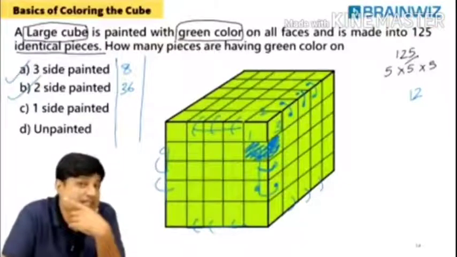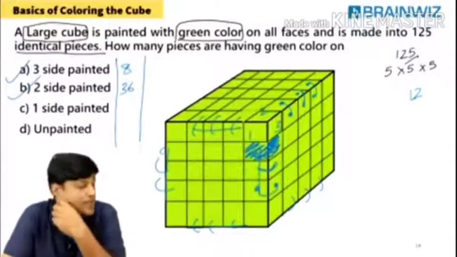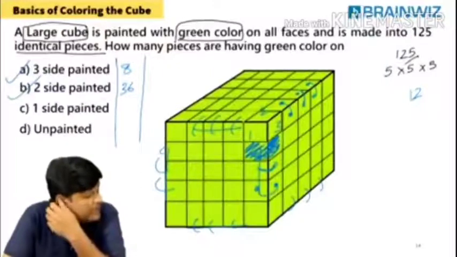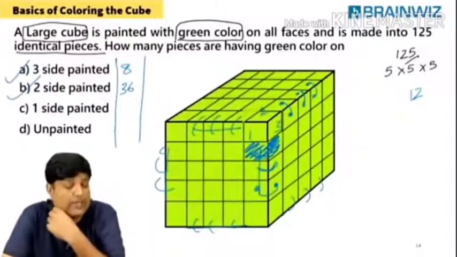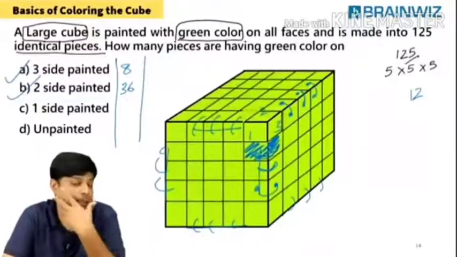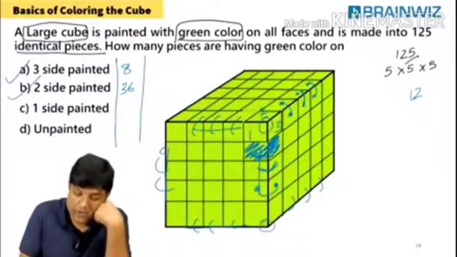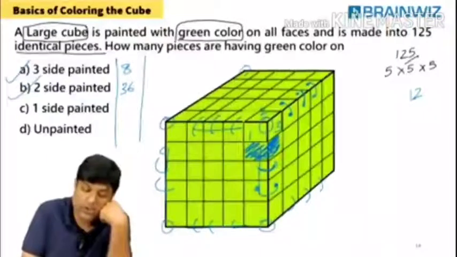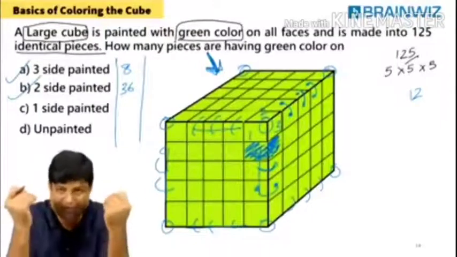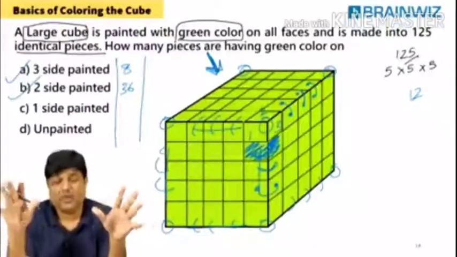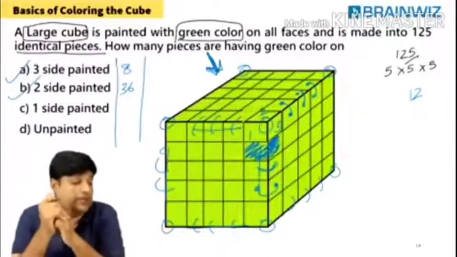How many pieces are there? 36 pieces are there. Are you understanding everybody? Say yes. Who are these 36? 36 is nothing but two side painted. How many corners? 1 corner, 2 corner, 3 corner, 4, 5, 6, 7 and 1 which is on the back side. You can't see that corner. 8 corners, 3 color, 3 side. Two side are 36. Okay, everybody.